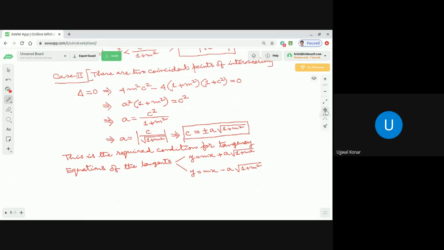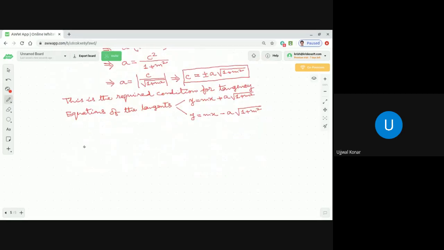So here it is, case 3. There are two different real points of intersection. Let us understand this case.